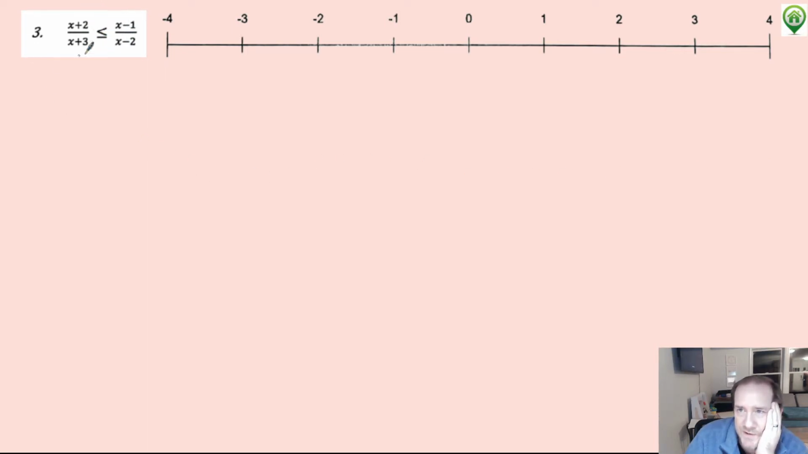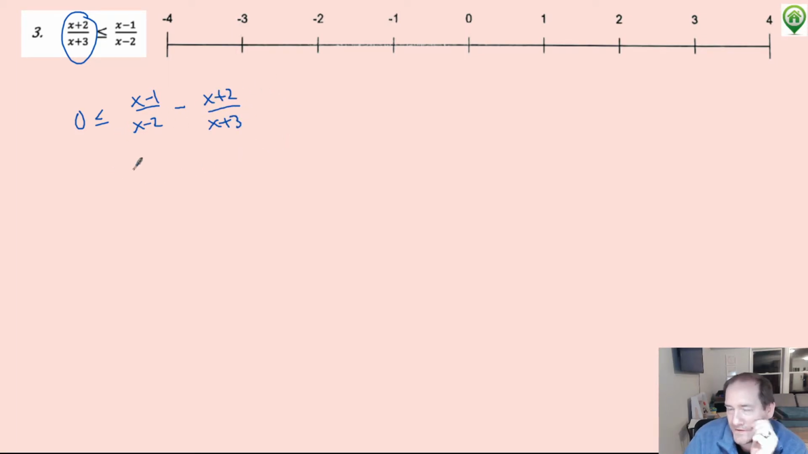Either way, I have to subtract one of these terms from both sides. If I go this way, we'll be negative. If I go this way, we'll be positive. Let's try that for a change of pace. Let's subtract this guy from both sides. So we end up with 0 is less than or equal to (x minus 1)/(x minus 2) minus (x plus 2)/(x plus 3).